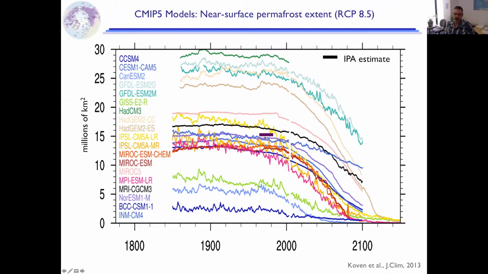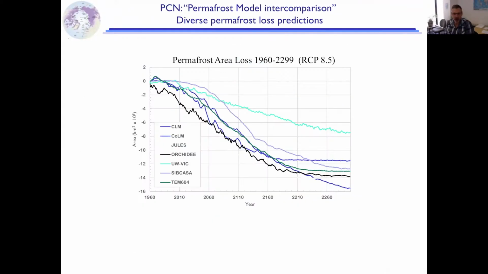In Charlie's paper, we were able to identify some issues related to how the models represent snow, how the models represent soil thermal processes, and how they represent freeze-thaw processes that were primarily responsible for this large divergence, in addition to the fact that there are climate biases in these couple of models. So that was the state of play for the CMIP5 models.